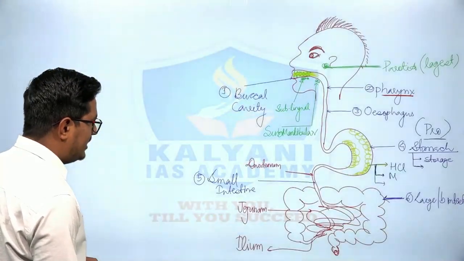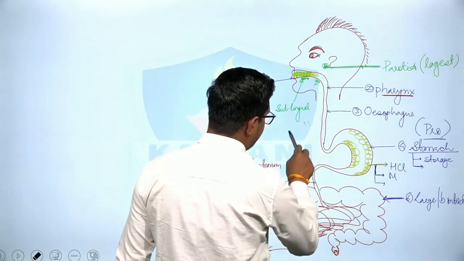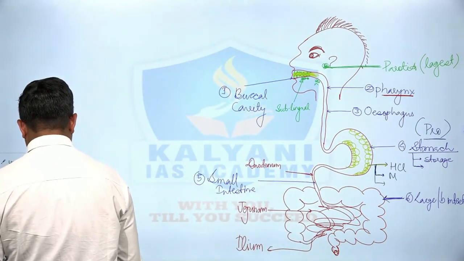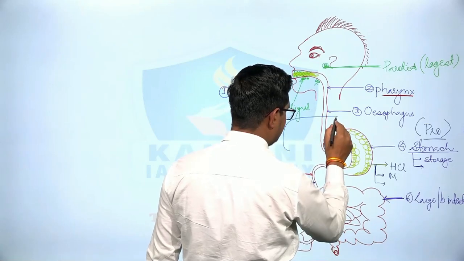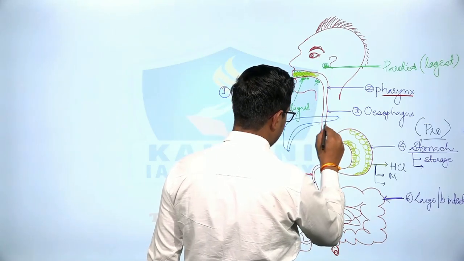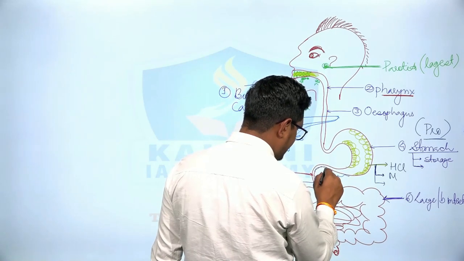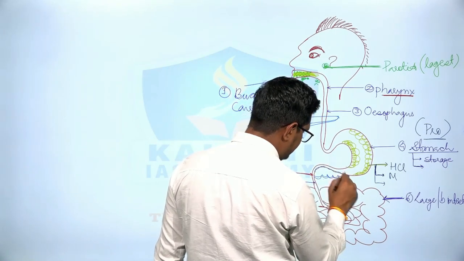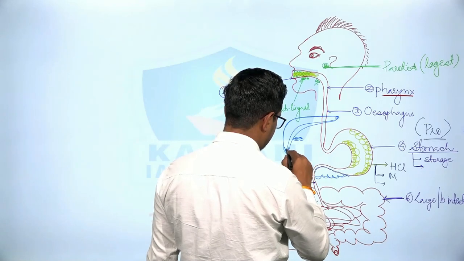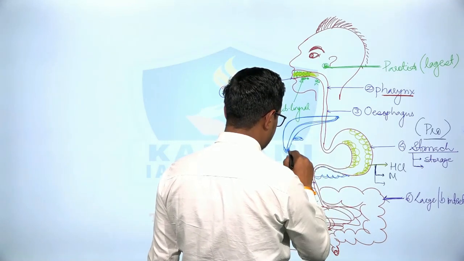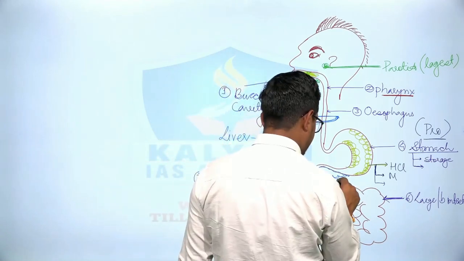Right, so if we see the diagram here, then we will have to erase this. Okay, so now we will have to draw the two. This is liver. Right, and here is a gallbladder. Here is a U-shaped pancreas, right? This is liver and this is pancreas.